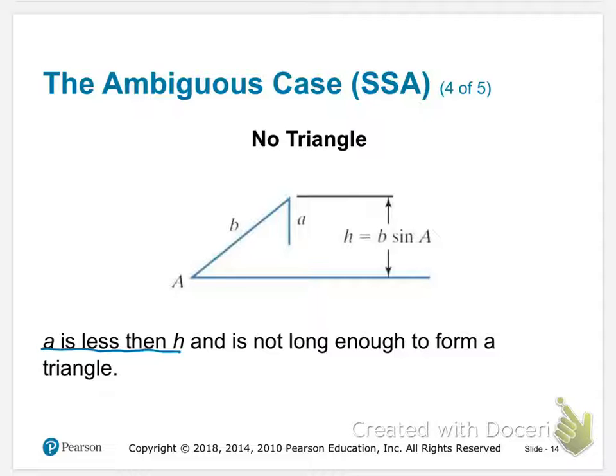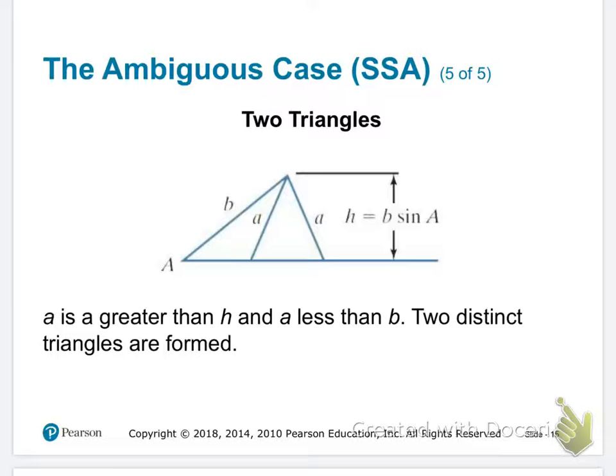Then there's one more. So we don't have the ability to just scroll through them because I don't have a desktop, so I can't download that program. So I have to take pictures of all of our slides. That's why you see me going there and selecting them out of the pictures. So this is the other issue, if A is greater than H and A is less than B, two distinct triangles are formed. So this is the big one.